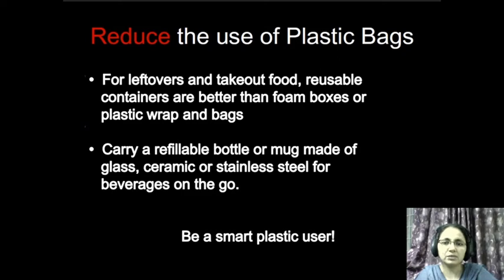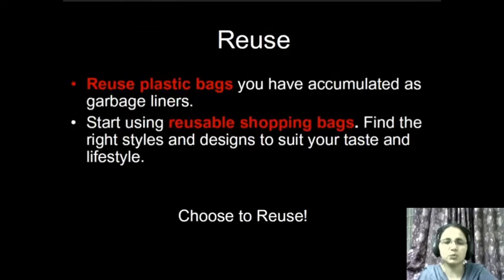First one, reduce the use of plastic bags for leftovers and take-out food. Reusable containers are better than foam boxes or plastic wrap and bags. So carry a refillable bottle or a mug made of glass, ceramic or stainless steel for beverages on the go. Be a smart plastic user.